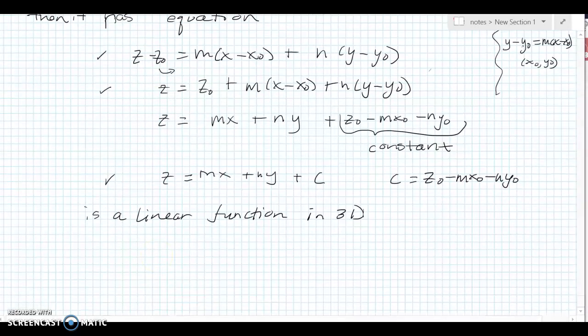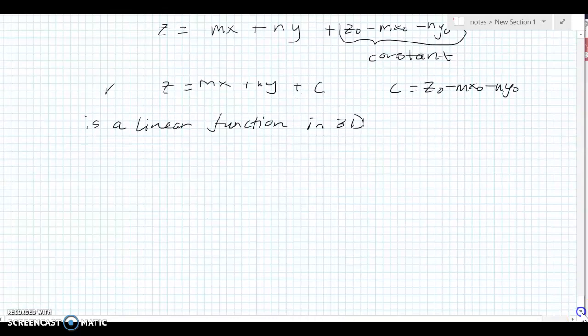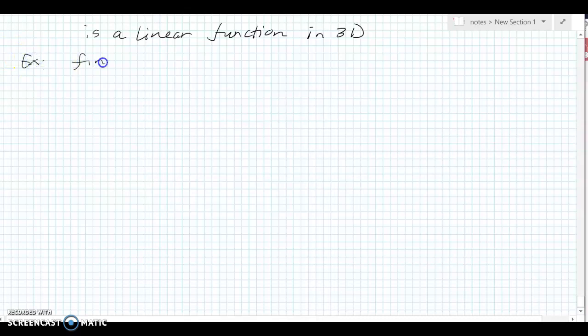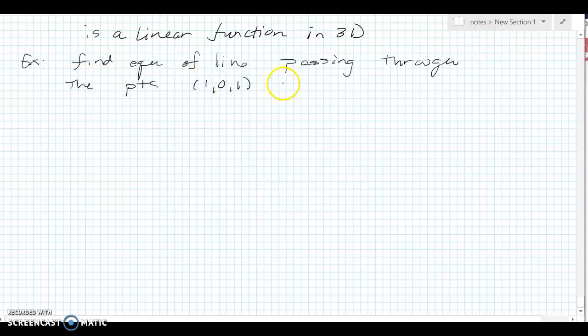Okay, so let's do an example. Let's find the equation of the plane passing through the points (1, 0, 1), (1, minus 1, 3), and (3, 0, negative 1).